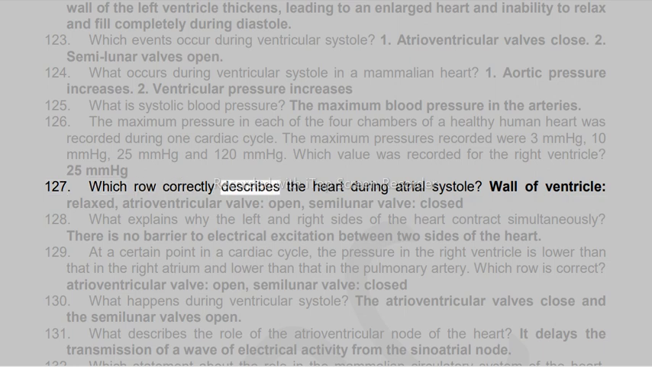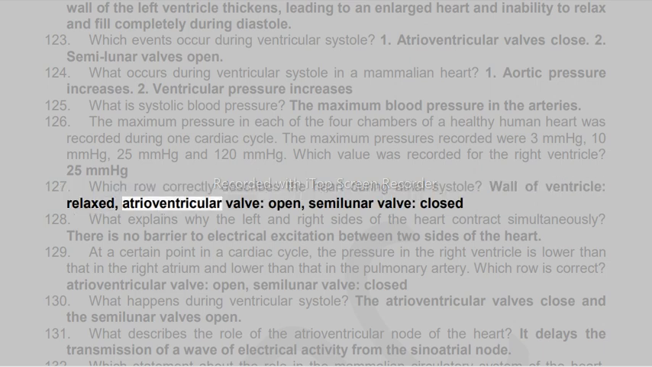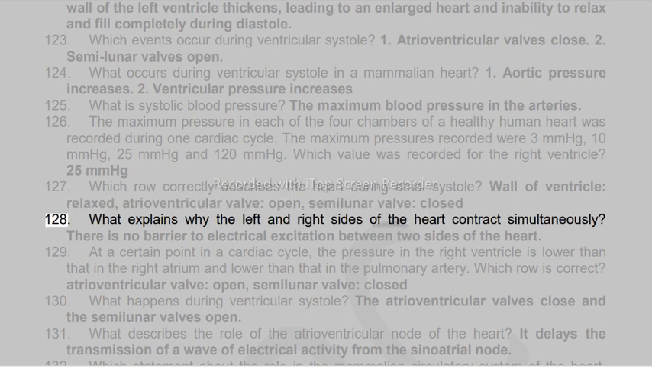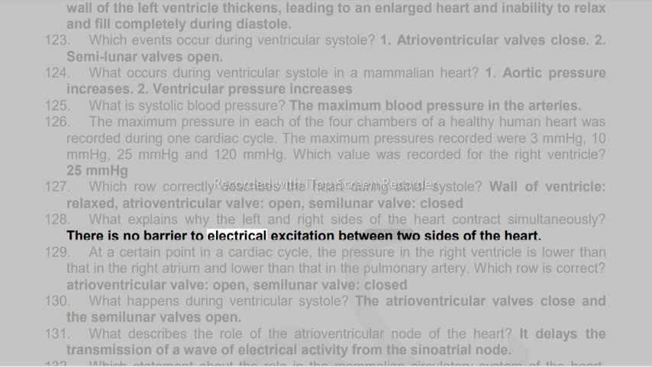127. Which row correctly describes the heart during atrial systole? Wall of ventricle: relaxed; atrioventricular valve: open; semilunar valve: closed. 128. What explains why the left and right sides of the heart contract simultaneously? There is no barrier to electrical excitation between the 2 sides of the heart.